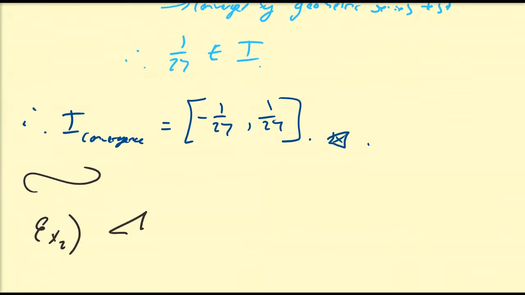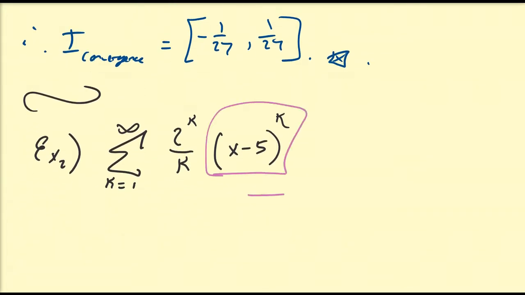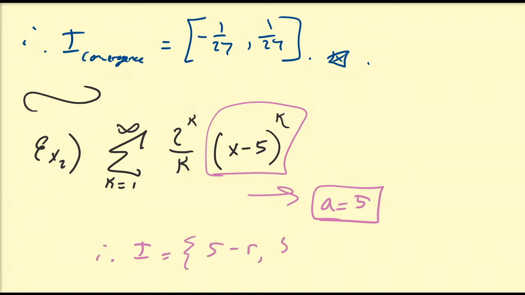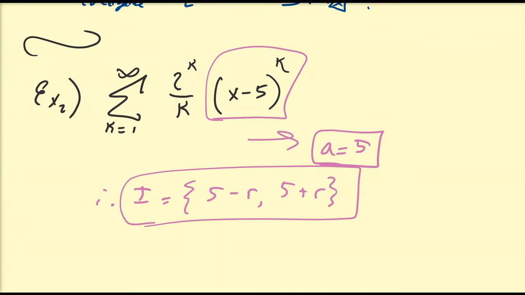Example 2. Consider the series, the sum from k equals 1 to infinity of 2 to the power k divided by k times (x minus 5) raised to the kth power. Since this is the variable term, we can easily see that this power series is centered around the point 5. So that means our interval of convergence is going to be in the form (5 minus r, 5 plus r), and then we can test the boundaries to see whether they're in the interval of convergence or not.